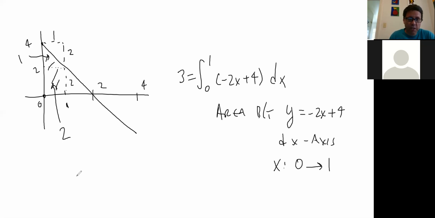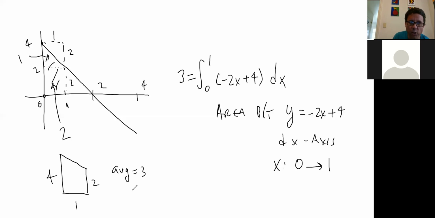Now, if you wanted to be even a little fancier, that's the shape you're talking about, and that's called a trapezoid. And there are fancy formulas for a trapezoid where this is 4, and this is 2, and this is 1. What you do is you take the average of those two numbers, 2 and 4. So the average is 3, and then you just multiply it by the width.